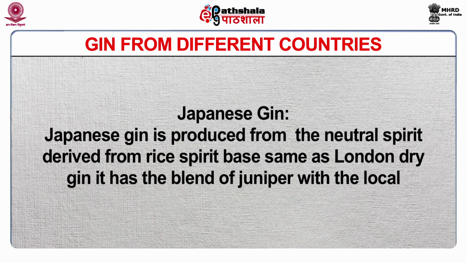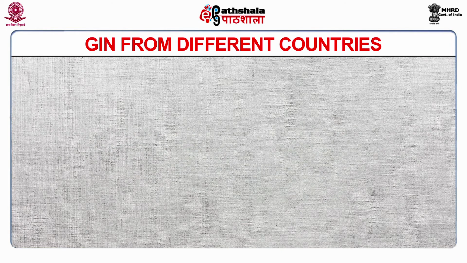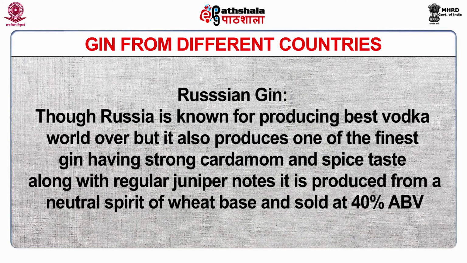The next one is Japanese gin. Japanese gin is produced from a neutral spirit derived from a rice spirit base, same as London dry gin. It has a blend of juniper with local Japanese botanicals like yuzu, hinoki wood chips, gyokuro tea and green sansho. The alcoholic strength is kept at 45.7% alcohol by volume.